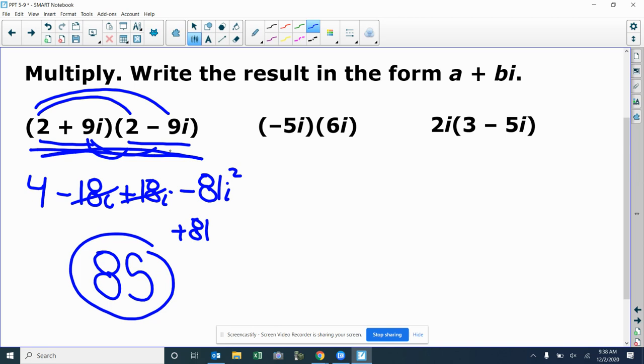Make note if you can. When I have complex conjugates, 2 plus 9i, 2 minus 9i, I'm going to end up with a whole number. The middle terms will cancel. Complex conjugates, the middle terms cancel, I end up with a whole number. Try the other two out. That's the only complex conjugates up there.